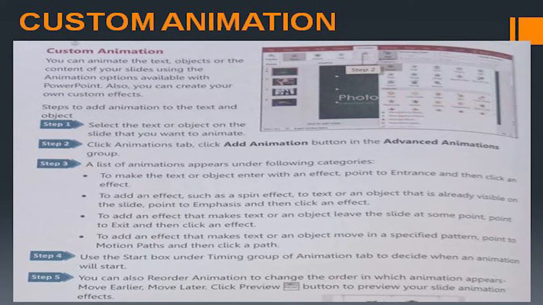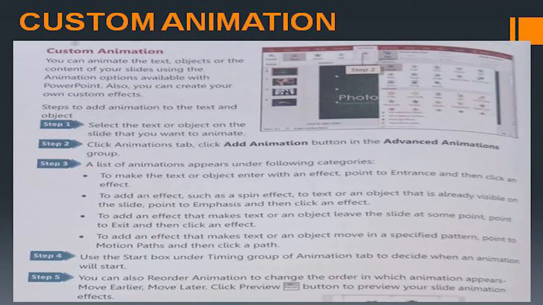A list of animations appears under the following categories. To make the text or object enter with an effect, point to Entrance and click on the effect. To add an effect such as a pin effect or text effect to something already visible on the slide, point to Emphasis. To make the object leave the slide, point to Exit, then click on the effect.